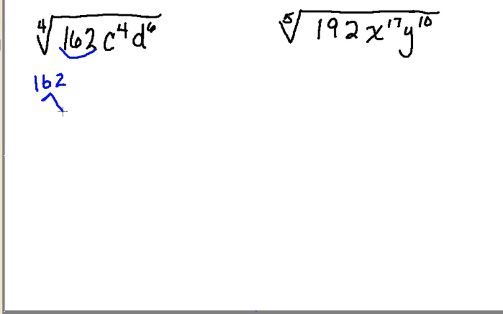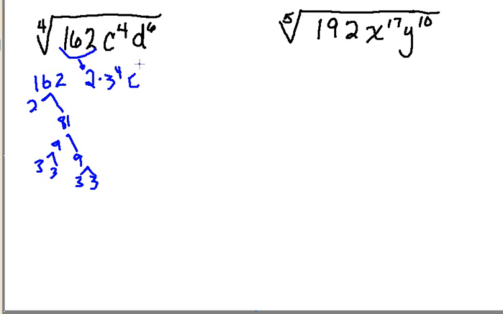I know that 162, I can certainly factor out a 2, and that'll leave me an 81. And then with 81, I know that that's 9 and 9. And then 9 and 9 I can factor into 3 times 3 and 3 times 3. So my prime factors of 162, I can actually write 162 as 2 times 3 to the 4th. I'm just going to take that number and write it that way.